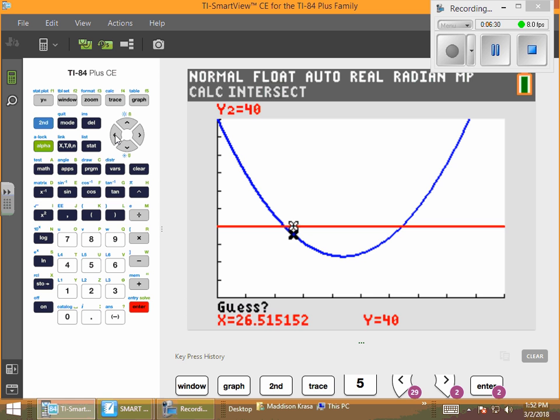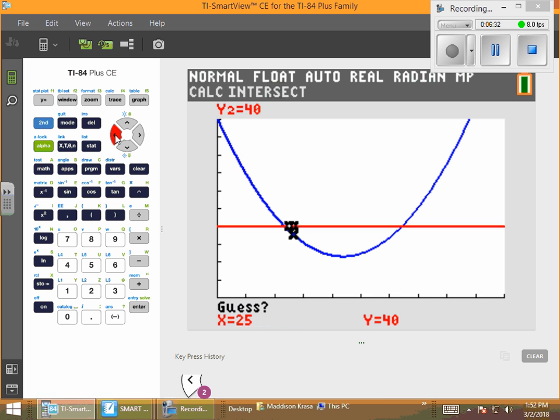Okay, and then it says guess. We're used to that. We go right on where we think that intersection's at and press enter. And so it gives us the intersection. We'll go ahead and round it to 23.4, comma 40. Now we know that the y should be 40 because it was a y equals 40 line, but the x is what we're really interested in, that 23.4.